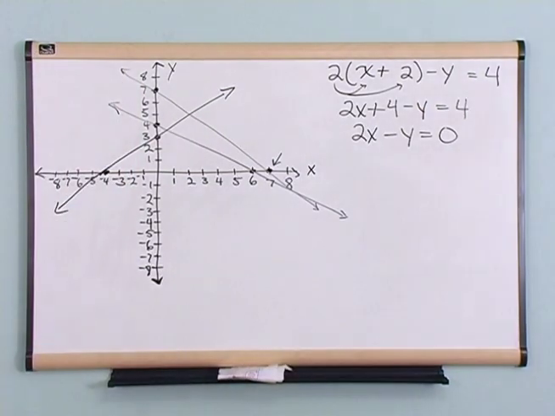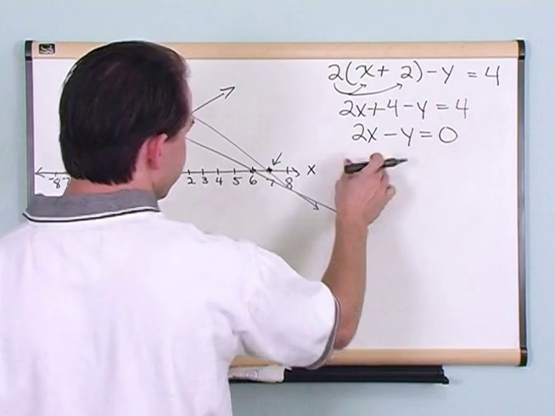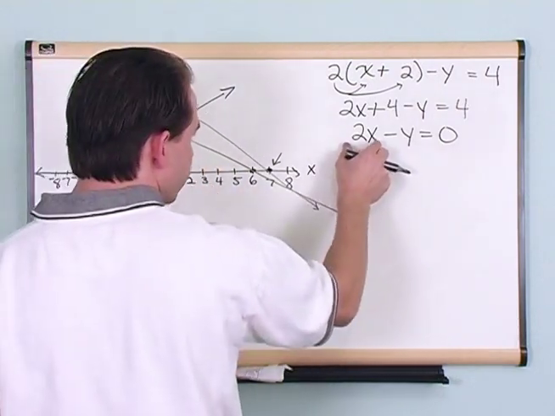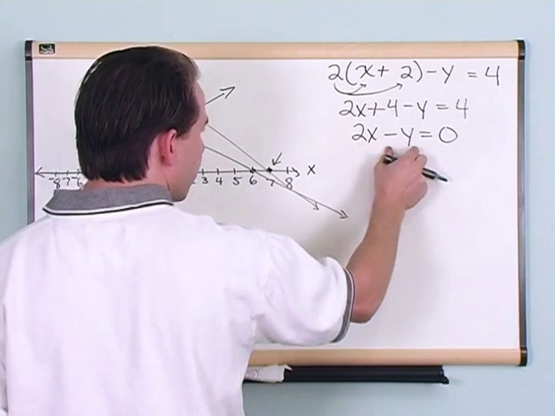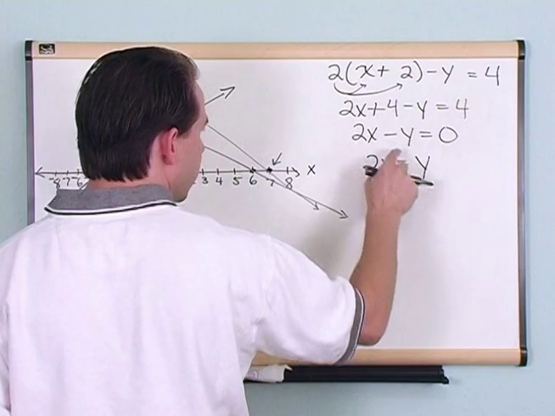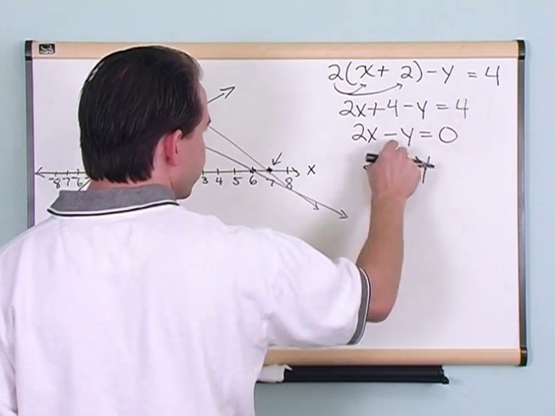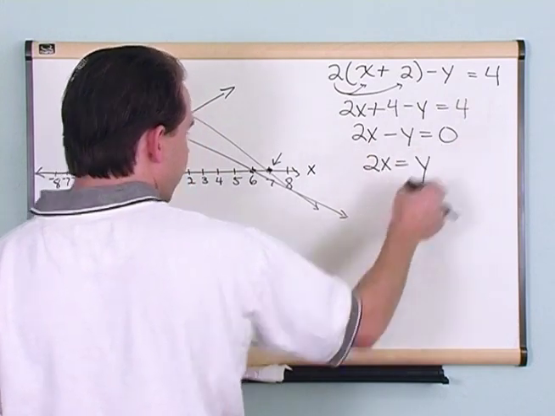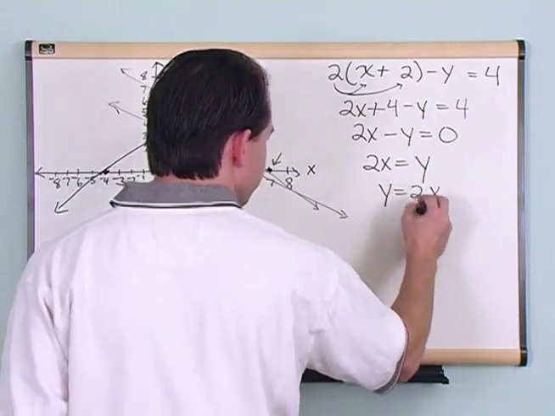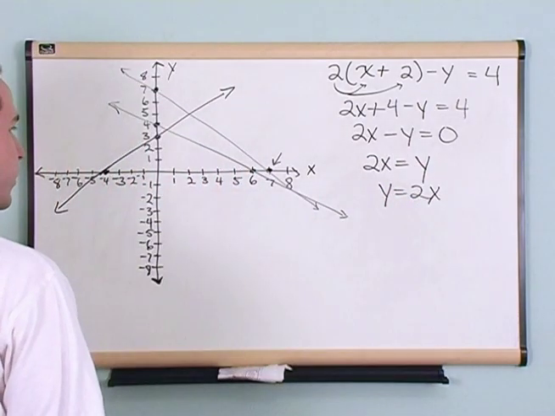Now here's a time to step back and look and see what I can do next. What I can do is I can further simplify this and say, I'm going to go ahead and move this y over here. So it's going to give me 2x is equal to y, because I add y to both sides. So it goes away here, and I get it over here. And I can just flip this around and say y is equal to 2x. Okay? Y is equal to 2x.